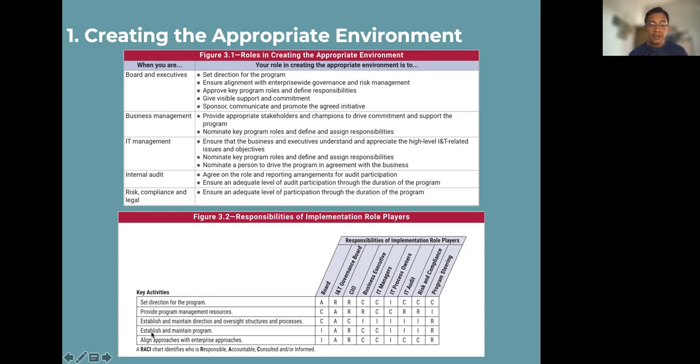And then establishing and maintaining the program still lies in the board, the strategic board here, and the responsibility is in the CIO, aligning approaches with enterprise approaches. So it is an alignment for sure, still on the board, and the responsibility is in the CIO, and all of them, here the R is controlled by this program steering committee. So probably they are the sub leaders under the CIO and also under this business executive, because this is the more technical committee.